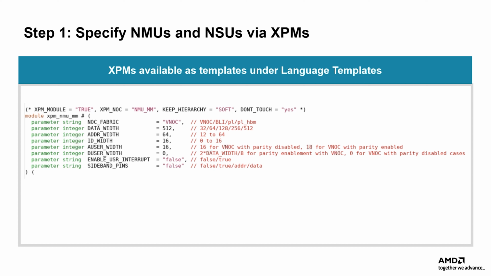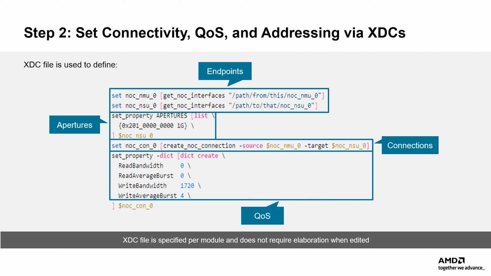After the NMUs and NSUs are configured, the next step is to set the connectivity, quality of service, bandwidth, and addressing via XDCs. Users can use XDC files to do the following. Create connectivity or connections between the different NoC endpoints. Define QoS properties like the bandwidth and bursts on the created connections. Lock down NoC endpoints to specific locations. Set the aperture for the XPM NSUs. Apertures are defined at the egress point of the NoC.